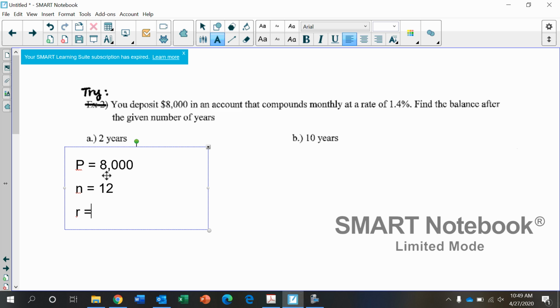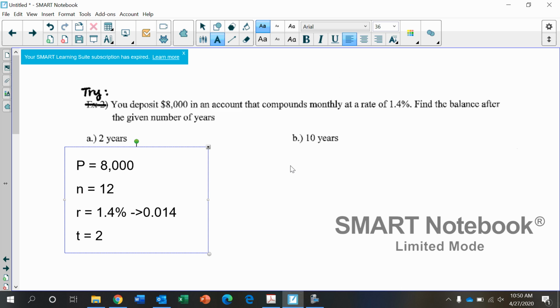Then we have our rate. Our rate in this case is 1.4%, so we have to change it to 0.014. If you don't know how to do this, all you're doing is taking the 1.4% and dividing it by 100. And T would be time, which is 2. What's so good about these problems is that once you get most of it done, nothing really changes.